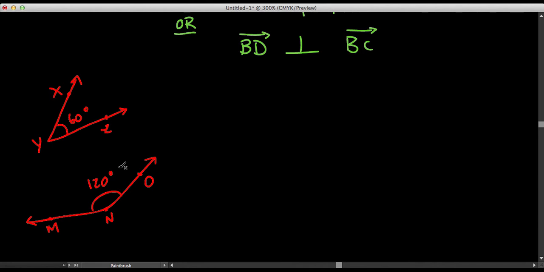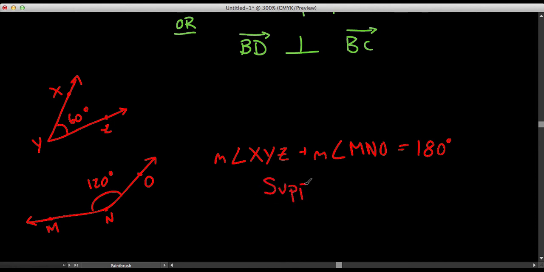Okay, so if we're given these two measures, 120 degrees and 60 degrees, you probably assume by now that the sum of them is 180 degrees, and that indicates that we have supplementary angles. So the measure of angle XYZ plus the measure of angle MNO is equal to 180 degrees. So they are supplementary angles.